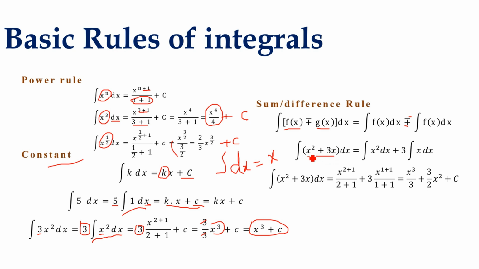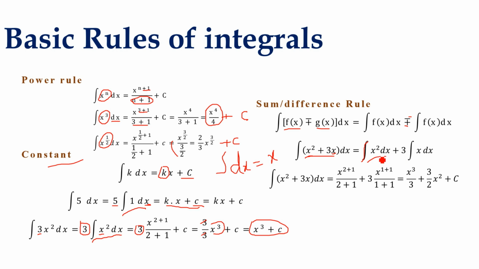Now let's suppose we have a function like x squared plus 3x and we want to take the integral of this function. First we take the integral of the first term, integral x squared dx. Then we write plus, and this 3 is a constant, so we write it outside the integral and we just take the integral of x. So we have plus 3 integral x dx.